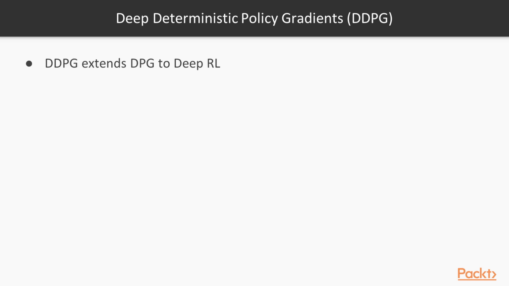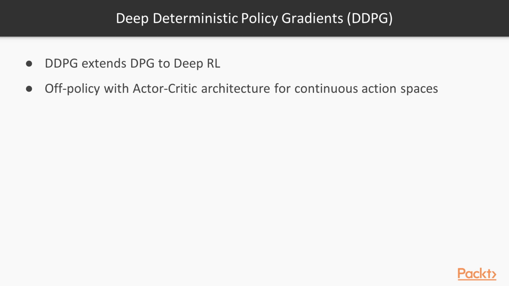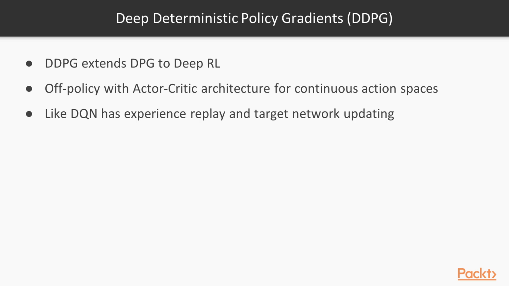DDPG is the deep RL implementation of DPG. It has an actor-critic architecture with elements of DQN-like off-policy learning, experience replay, and target network updating. Also, unlike DQN, DDPG works in continuous action spaces. In DQN, we use Q-learning to get the target update, whereas in DDPG, we use deterministic policy gradients to get the target. Deterministic policy gradients allow DDPG to find and use a target policy for its TD updates.